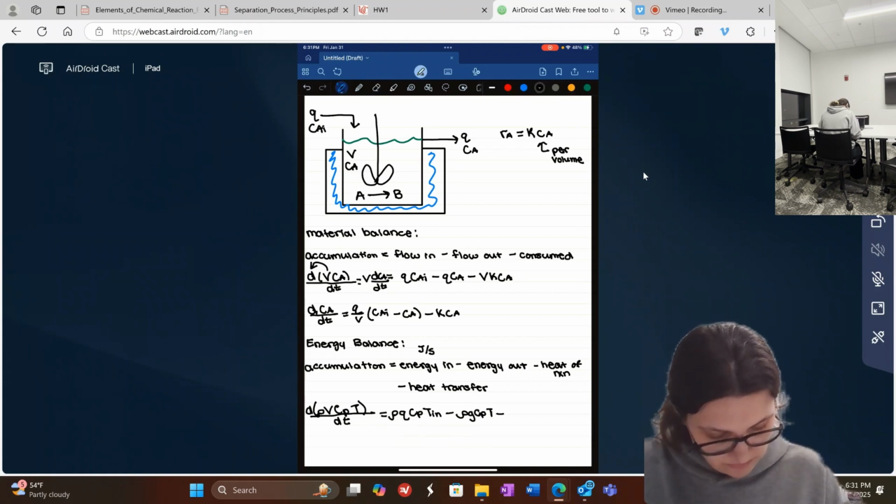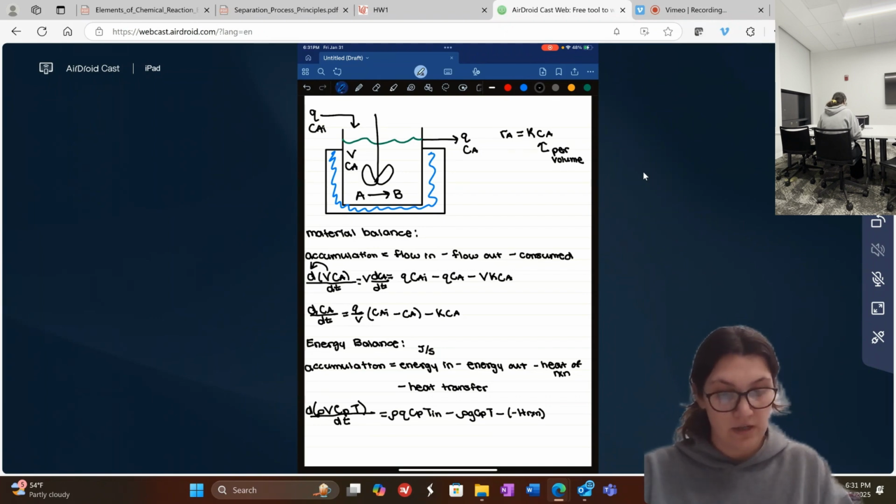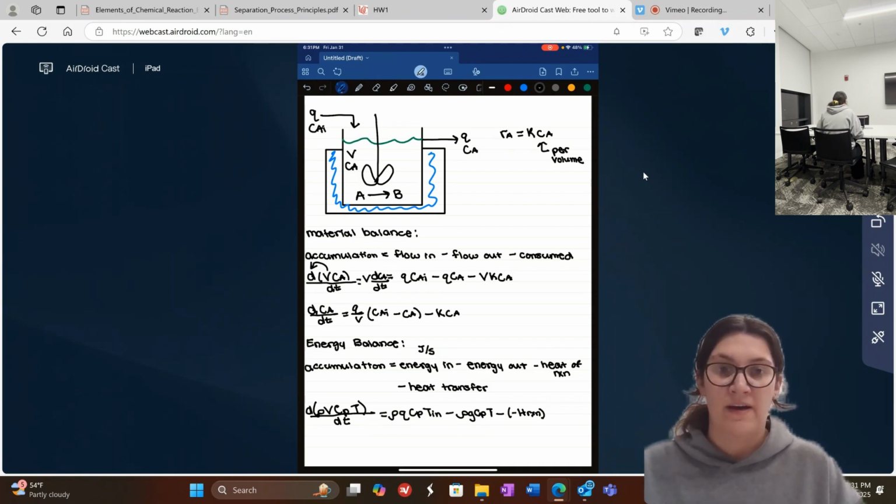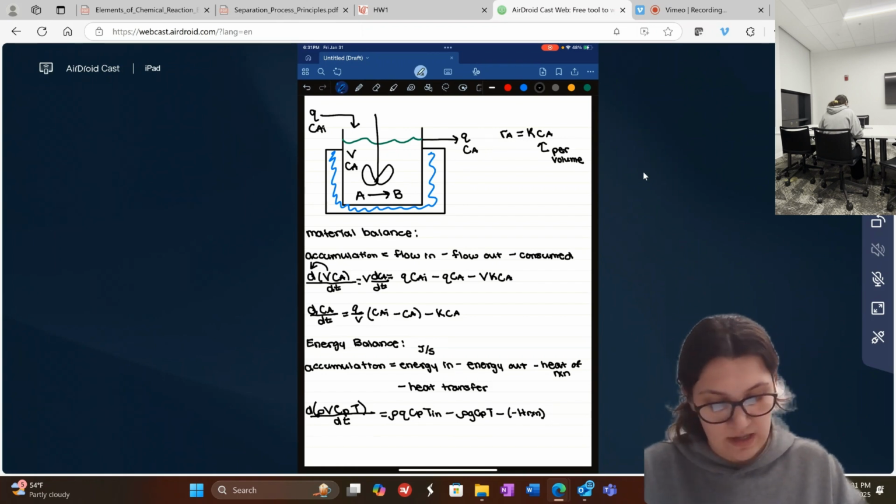Next we have our heat of reaction, so that term is going to be negative since this is an exothermic reaction, and we also need to add on how fast this is occurring, so we can use that same reaction rate that we did before, remembering to multiply by volume.